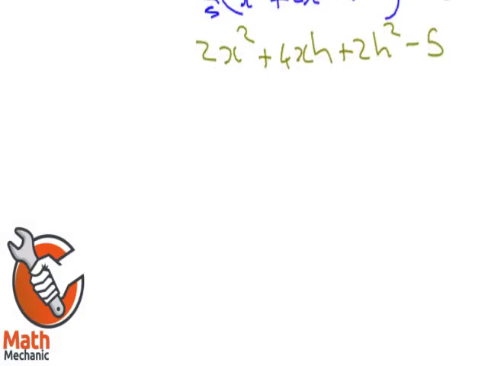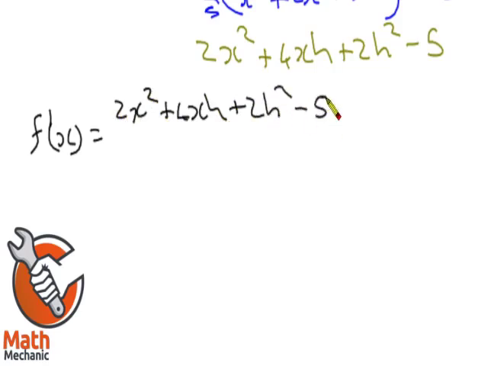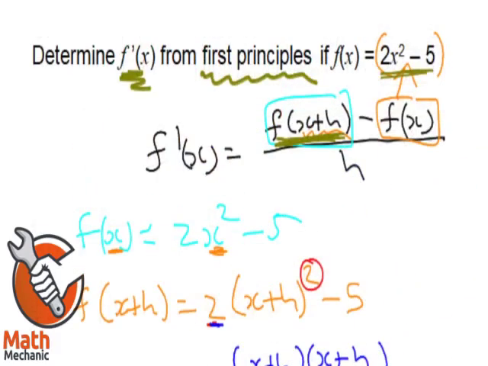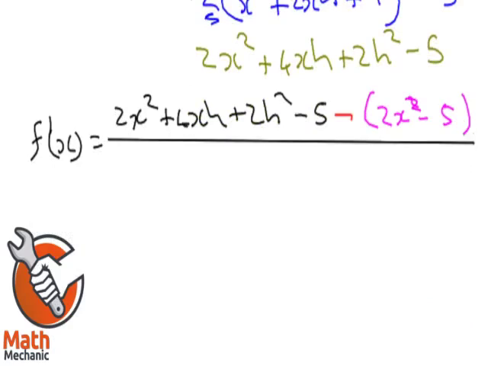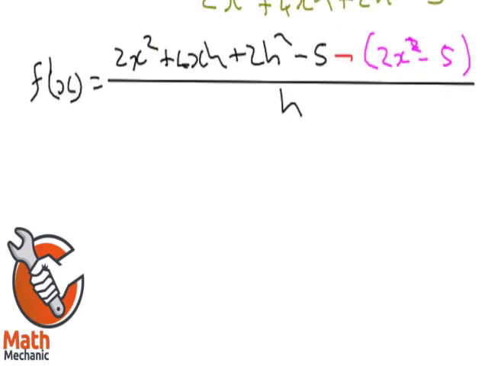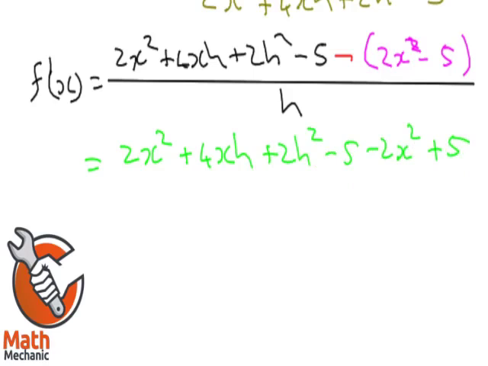So let me rewrite all of this in the formula for f'(x). That will be 2x squared plus 4xh plus 2h squared minus 5. Then I've got my minus, and the brackets that I put around my original f(x), because I noticed two terms there, specifically the one with the minus. So it's 2x squared minus 5. That will be the f(x) part. Then I've got my line, and below the line I've got h. Now above the line I need to multiply those brackets out first. So this will give me 2x squared plus 4xh plus 2h squared minus 5 minus 2x squared plus 5. And below the line I still have my h.